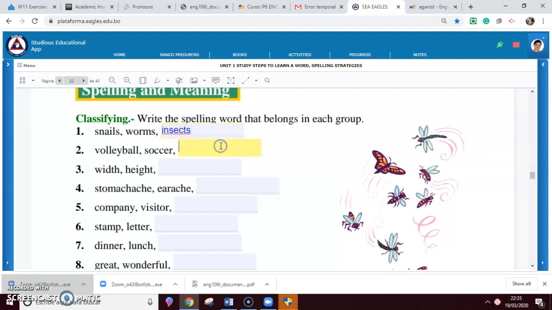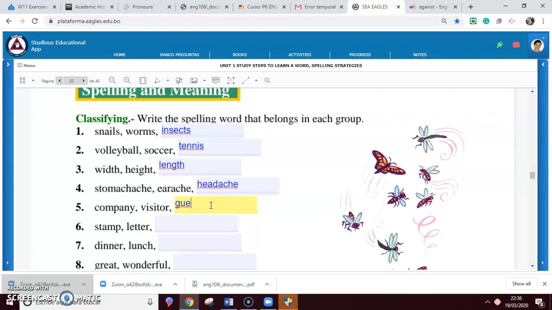How about number 2? Volleyball, soccer, tennis. Number 3, with, hate. What do you think is the word that belongs to this group? Length. Length, like this. Number 4, stomachache, earache. Very easy. Headache. Number 5, company, visitor. Very easy.